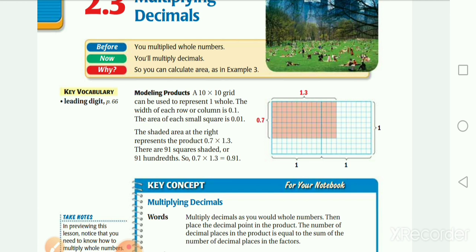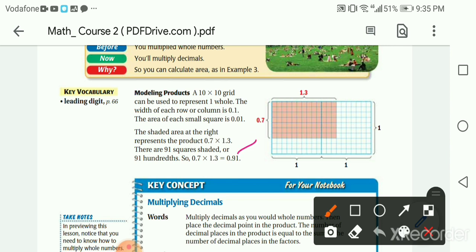The shaded area at the right represents the product of 0.7 times 1.3. I want to show you 0.7 times 1.3 here. So there are 91 squares shaded, or 91 hundredths. 0.7 times 1.3 equals 0.91.